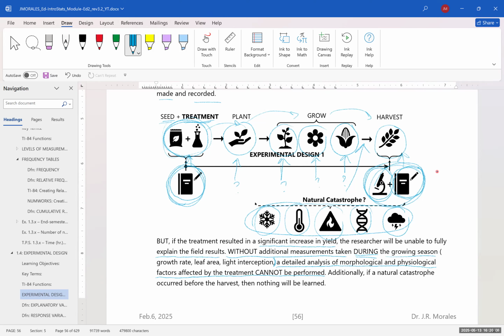So by collecting information at the beginning and the end, you're only connecting a treatment with an outcome of that treatment only. Okay. You won't really learn how this treatment maybe affected different aspects of the growth, because you didn't record anything about the growth in order to tie it back to the treatment. All right.